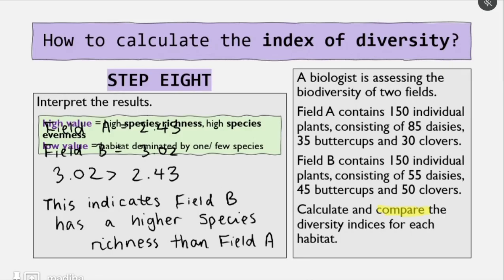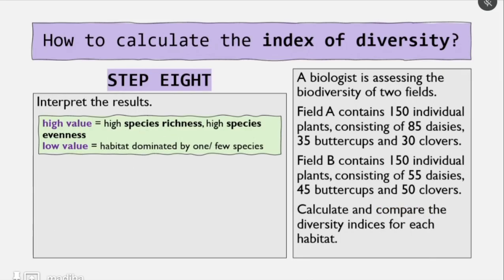Oh yeah, so essentially, this is just what I said, but a high value shows a high species richness and a high species evenness. In an exam, you'd focus on saying species richness. And a low one would mean that it's dominated by one or few species. So again, a low species richness, a lower species evenness. So we've just been through that, so it's okay.